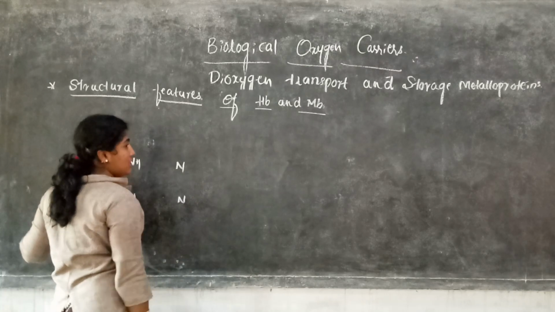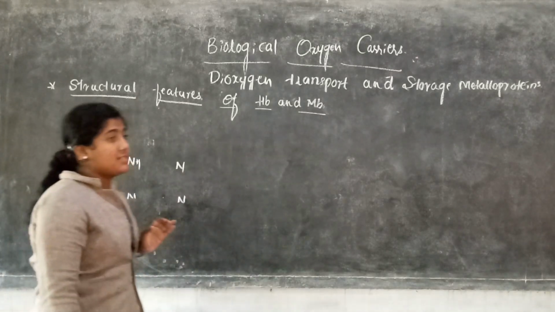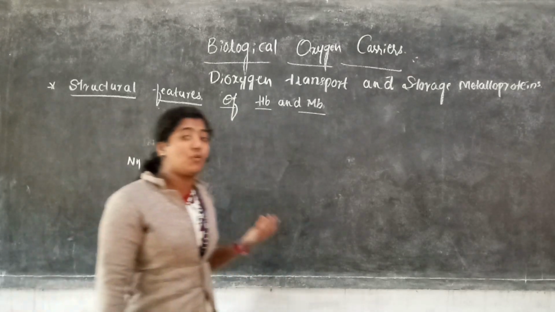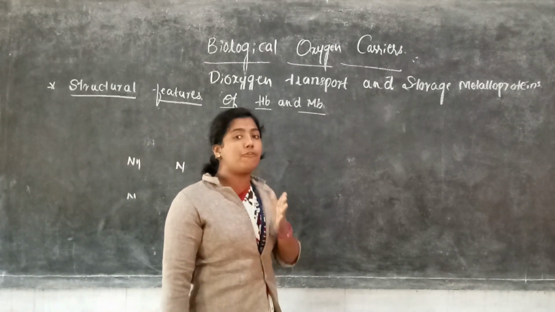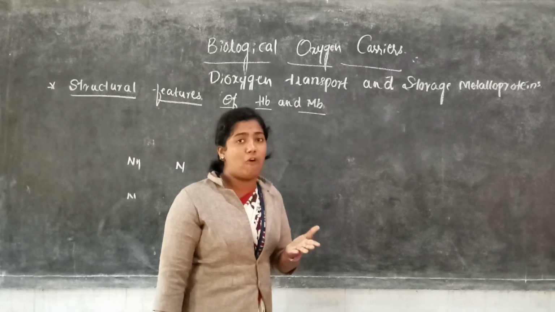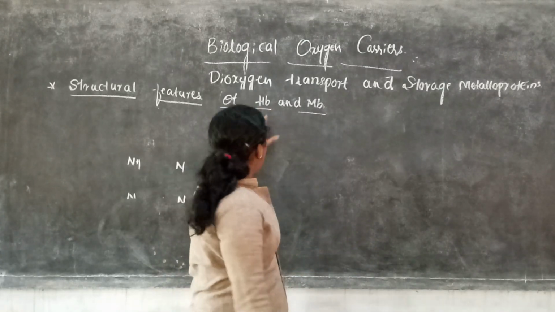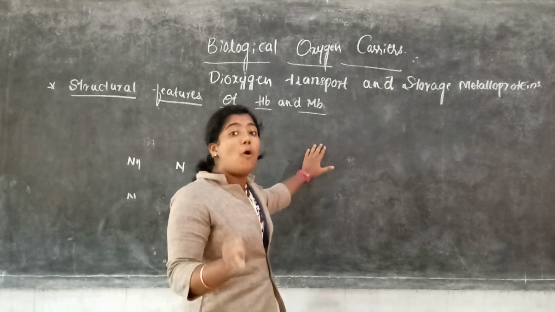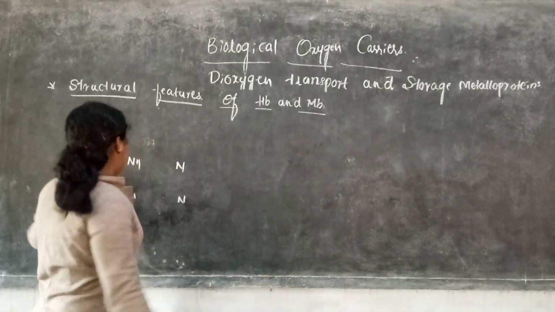In previous class also we have discussed about heme proteins. Heme B, chlorophyll B and A. So here in the chlorophyll also, which belongs to the porphyrin family. In the hemoglobin and myoglobin also there is a porphyrin structure in the active center.